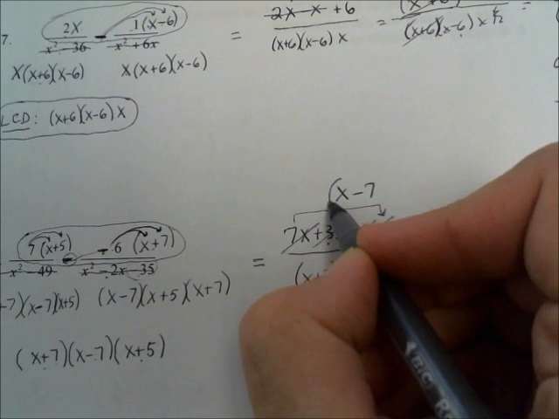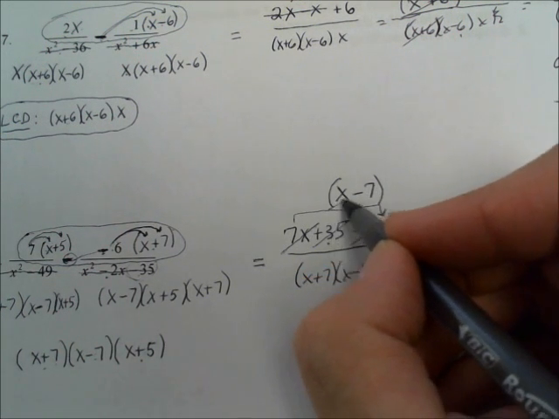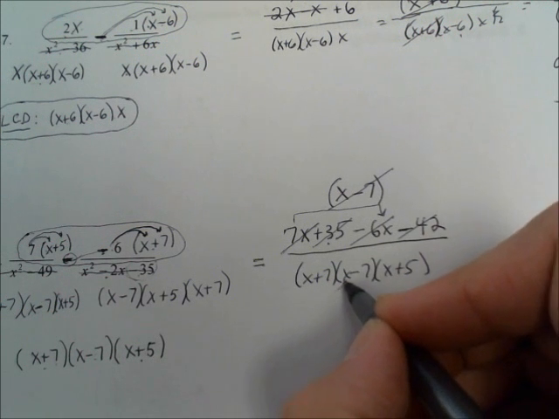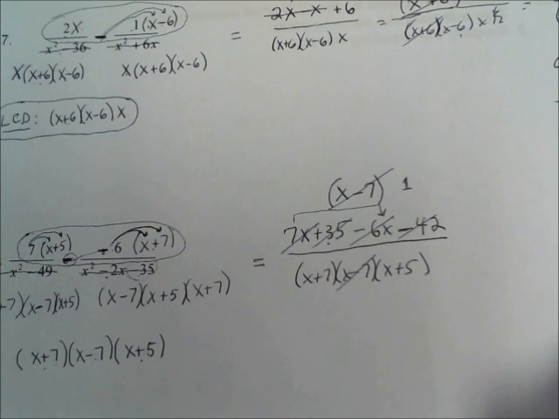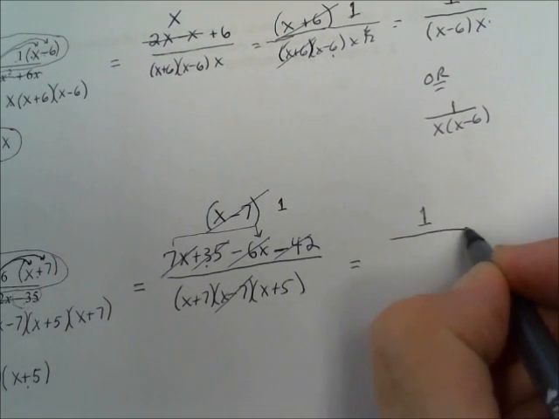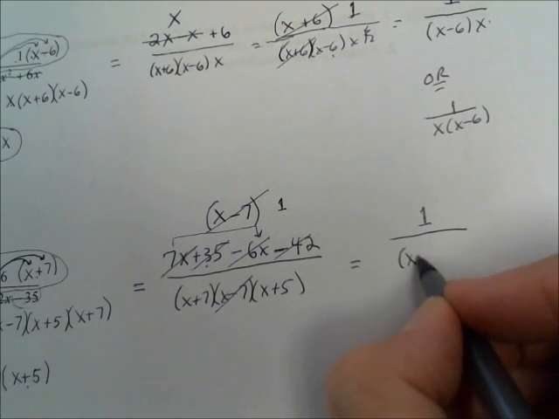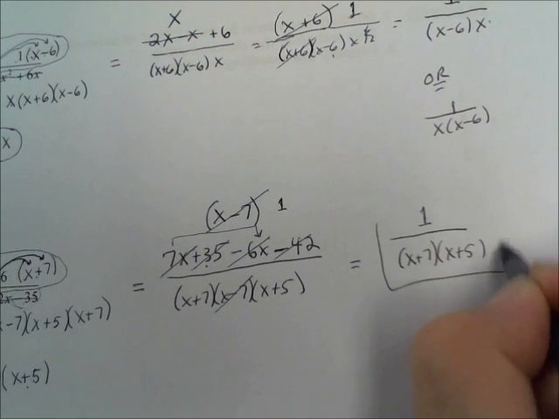If you want to put the parentheses around the x minus 7, that's great, because then you see the x minus 7 in the top, the x minus 7 in the bottom, they'll cancel down. And on the top you have to put a 1 because there's nothing left. So you have a 1 on the top, and on the bottom what hasn't canceled? The x plus 7 hasn't, and neither has the x plus 5. And you're done with that problem.